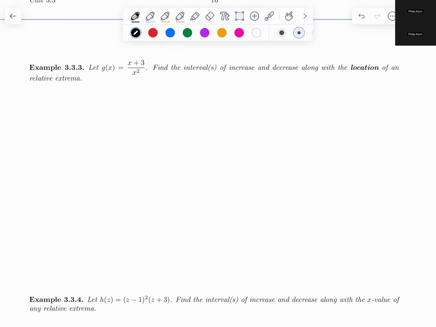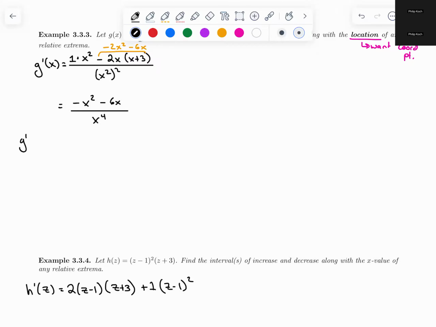But notice that for part 3.3.3, it says "and the location." Location means I want the coordinate point. So go ahead and find the derivatives. I'm going to pause the recording, find the derivatives for both parts. So these are the derivatives you should get.